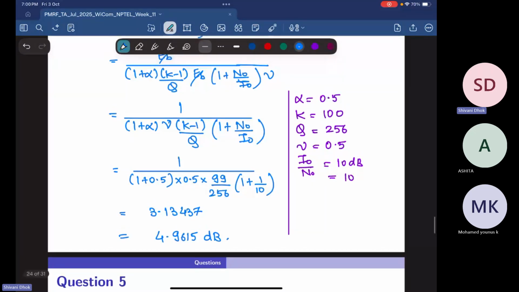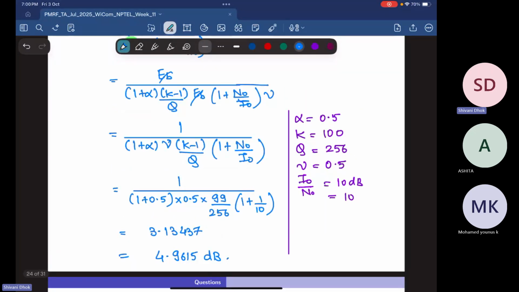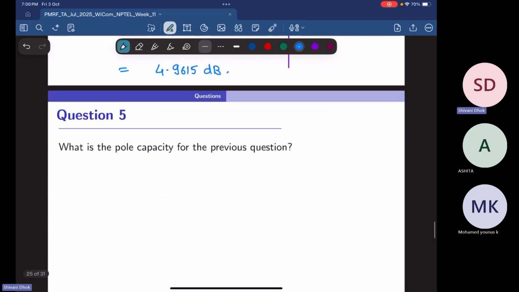Is it clear? Any questions till this point in this particular question? Okay, if there are no questions, then let me move on to the next question.